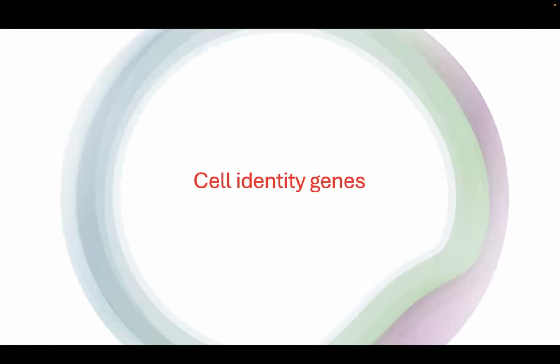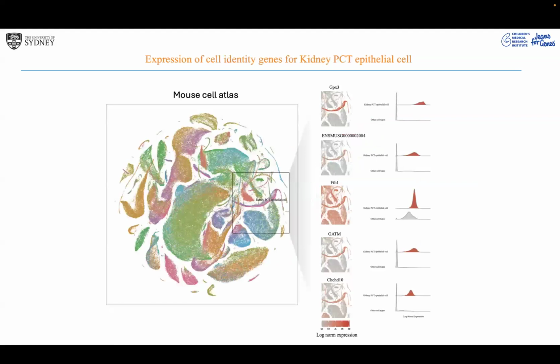Next is about selecting cell identity genes. One of the good things about our framework is that it's able to effectively capture cell identity genes. So what I mean by that is here I'm taking the mouse cell atlas and a specific cell type of interest, that is the kidney PCT epithelial cell. So basically, cell type specific genes, for example, the genes selected for this particular cell type should show expression specifically in this cell type. And that's exactly what we are observing here.